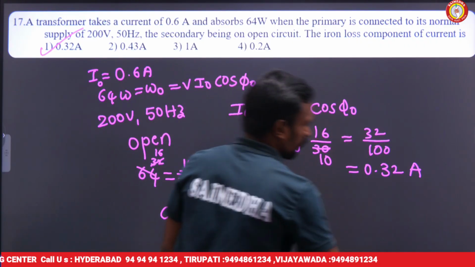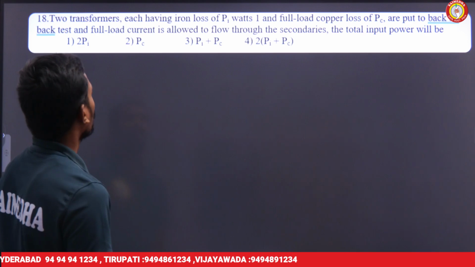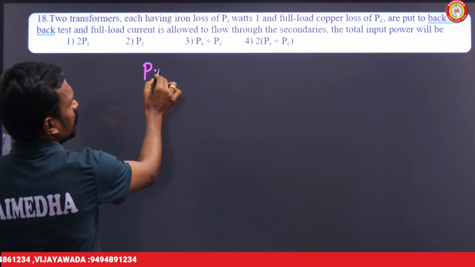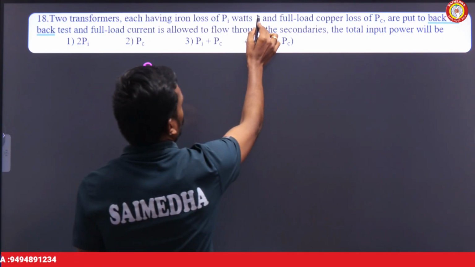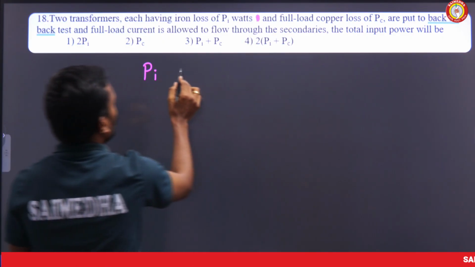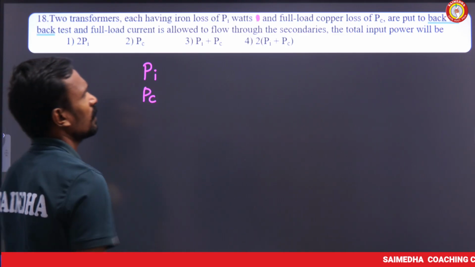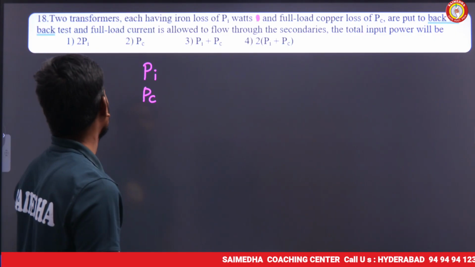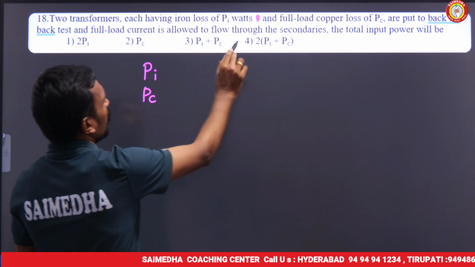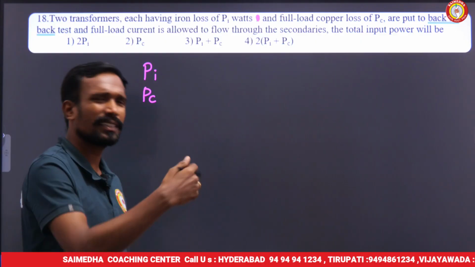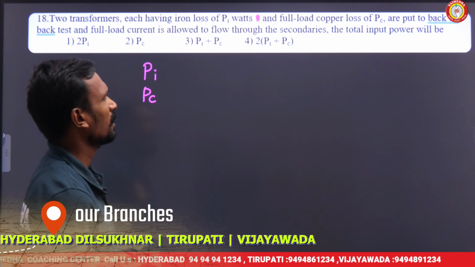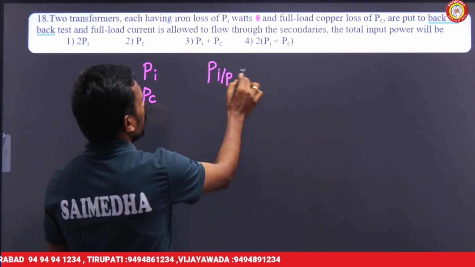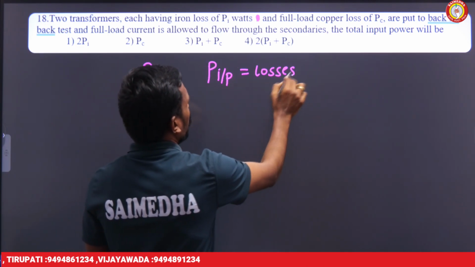Next one. Two transformers, each having iron losses of Pi watts and full load copper losses of Pc, are put on back to back test, and full load current is allowed to flow through the secondaries. Secondaries are carrying full load current in the back to back test. The total input power is equal to the losses of two transformers.